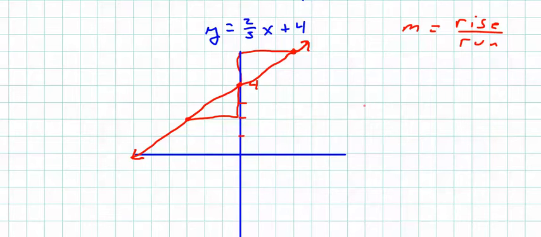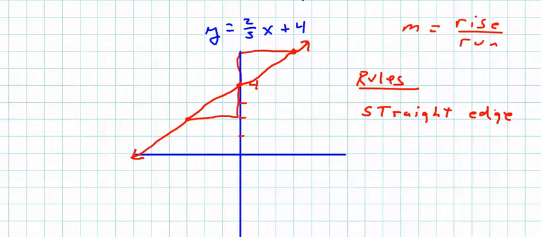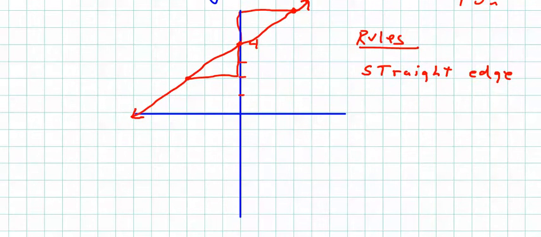Now, some rules for graphing. Straight edge. Use a ruler. Use something straight to draw your line. I don't want freehand. On the computer, if I'm drawing it, I got to do it freehand. All right? Label your graph. What do I mean by label? This is 1. This is 1. Label the x and y. You don't have to do any more than 1 and 1.